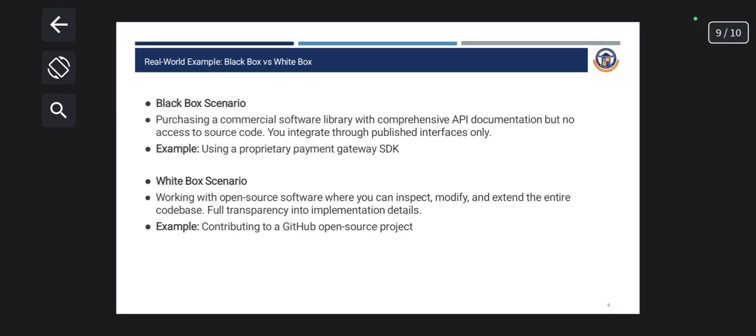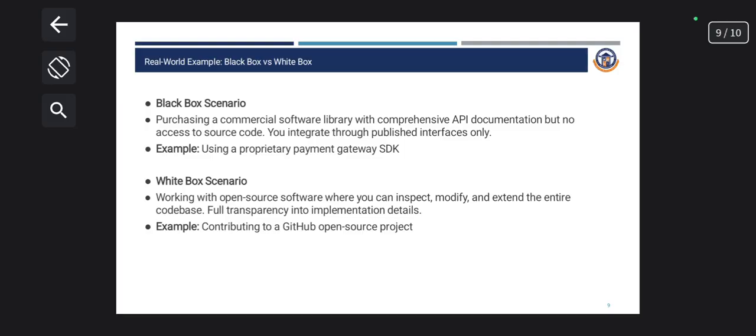The next one is real world example, black box versus white box. A black box scenario is likely purchasing a commercial software library. You will get complete API documentation, but you cannot see or change the source code. You integrate it and use it only through the published interfaces. A good example is using a proprietary payment gateway SDK, software development kit. You know what it does, but not how it works inside.